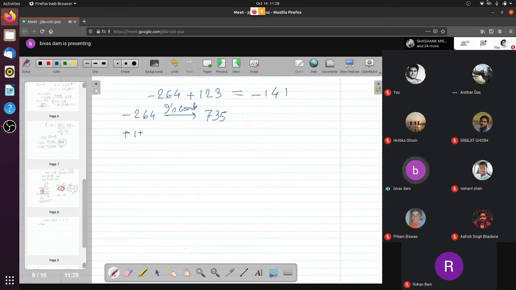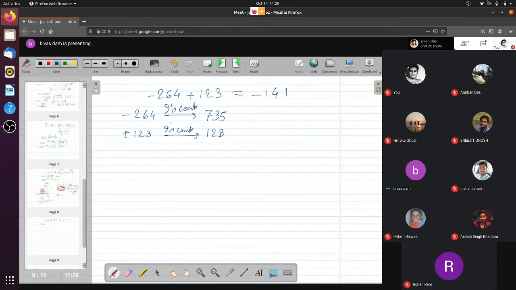And plus 123. What will this be? 123. Is it right? Why not 876? Because it is positive. The number is originally positive, so absolutely no transformation is required. Whatever negative value was there, that should be your ninth complement.